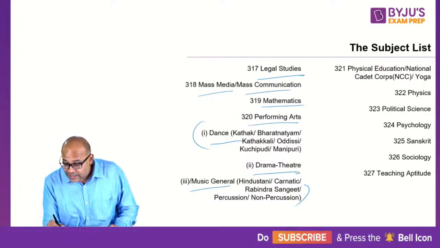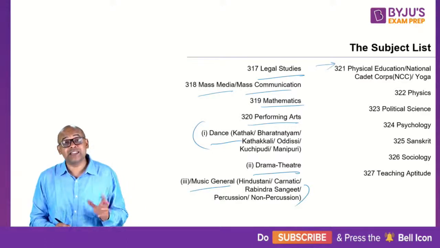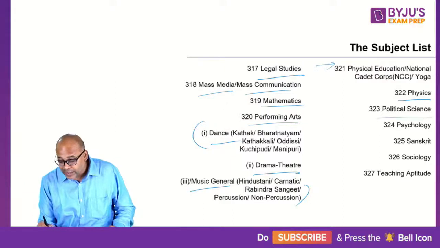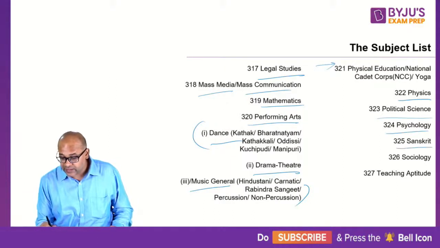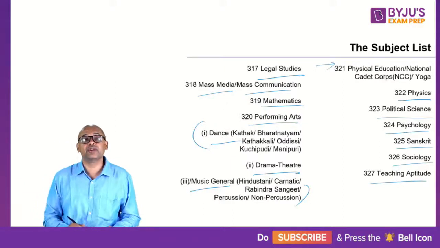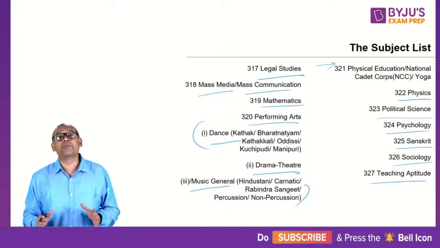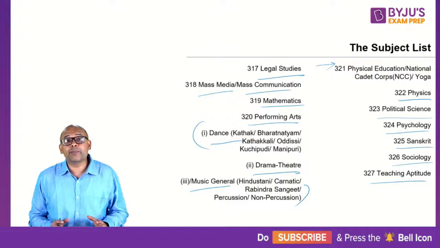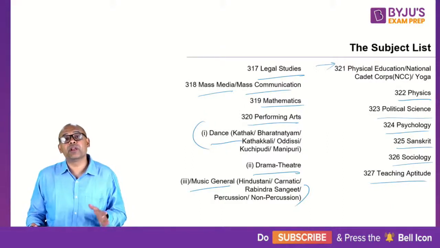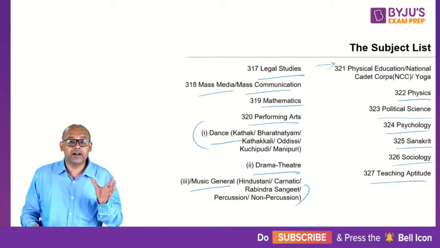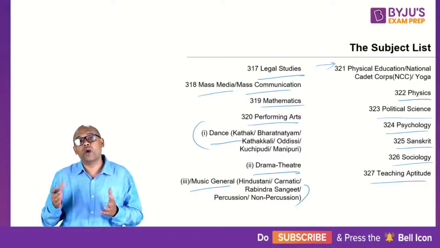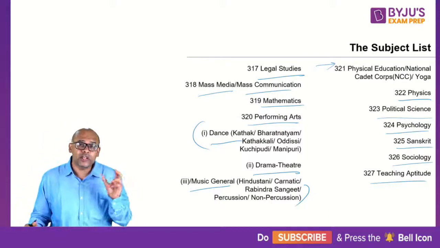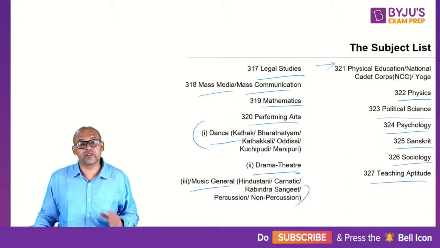Then we have physical education, national cadet, NCC, yoga. Then you have physics, a core subject again, political science, psychology, Sanskrit, sociology, and teaching aptitude. So these make up the 27 areas. Now, depending upon where you're applying to, you will be required to look at probably around 1 or 2 subjects, usually 2 subjects. If you're very specific of only one option, then 1 subject is good enough. So that's how it is.